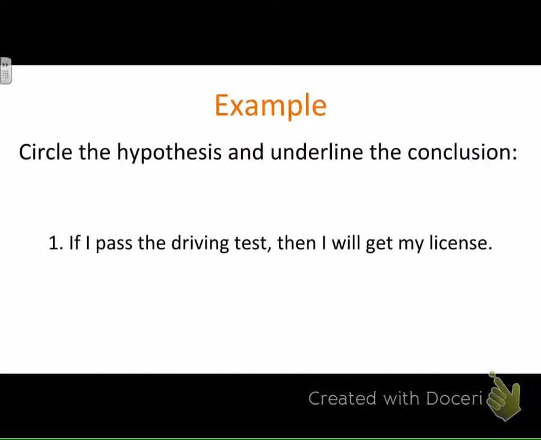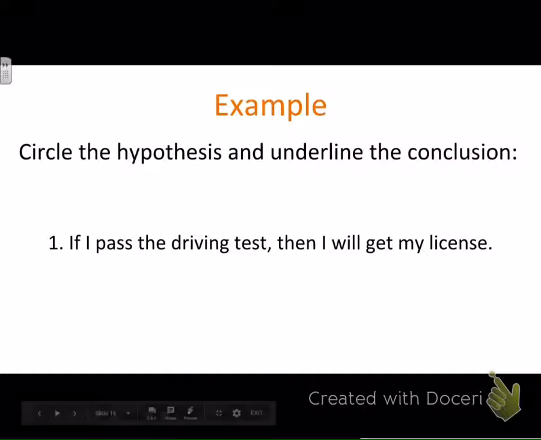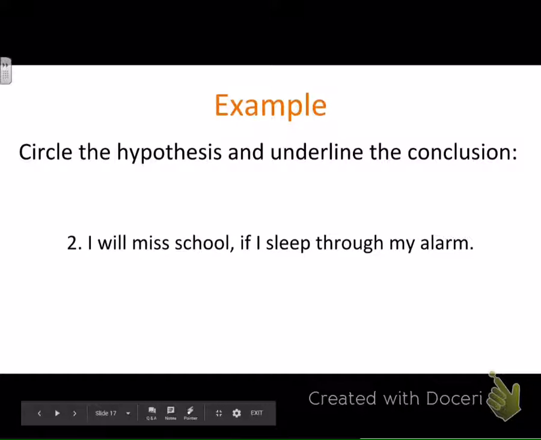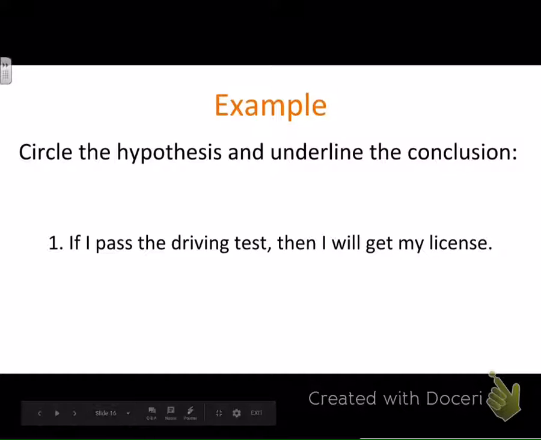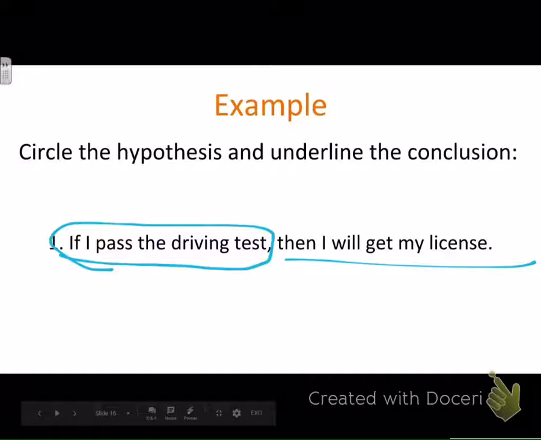So what we're going to do is circle the hypothesis and underline the conclusion. If I pass the driving test, then I will get my license. Let's circle the hypothesis. If I pass my driving test is my hypothesis. The conclusion is I will get my license. Then I will get my license.